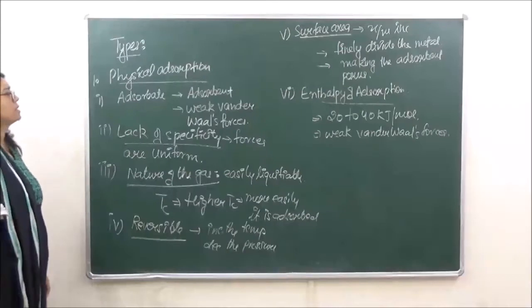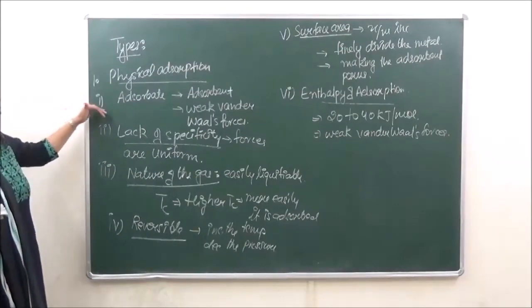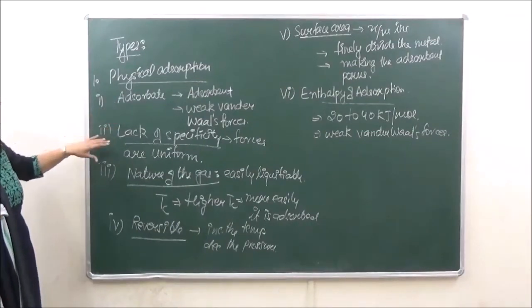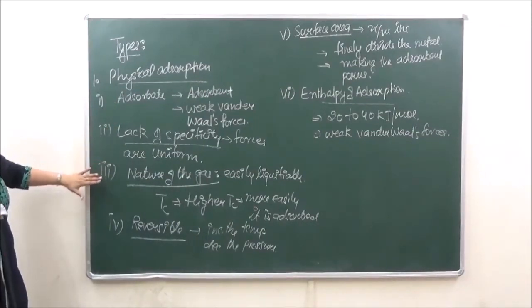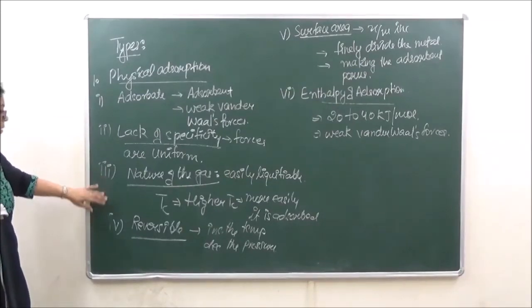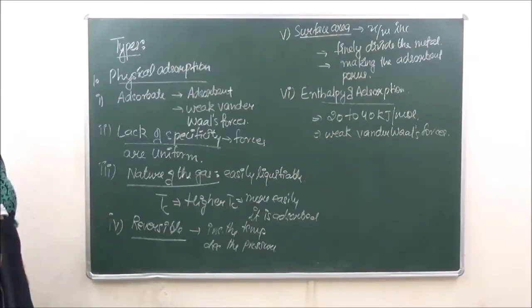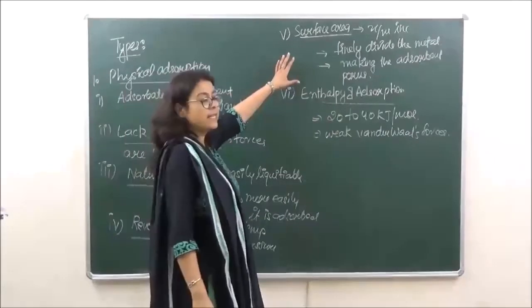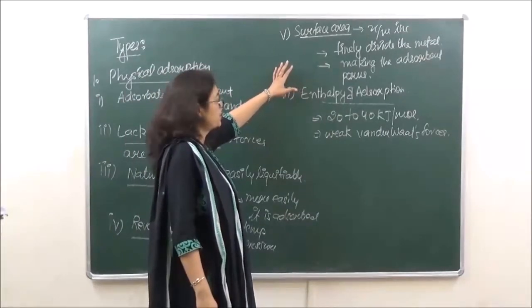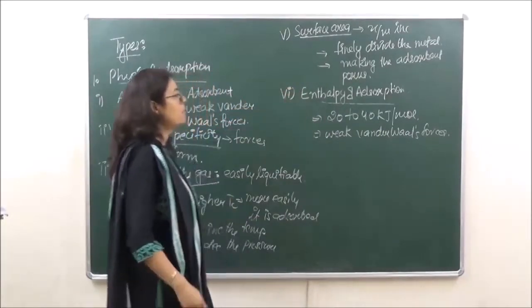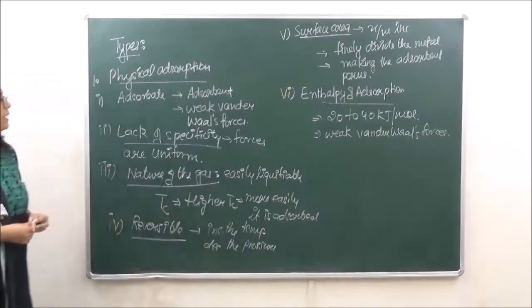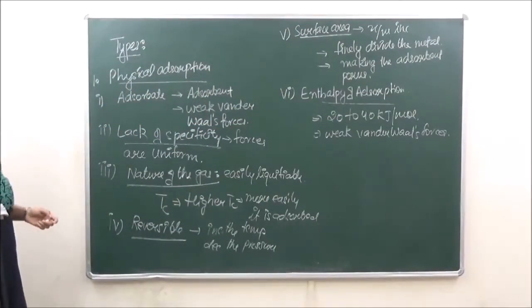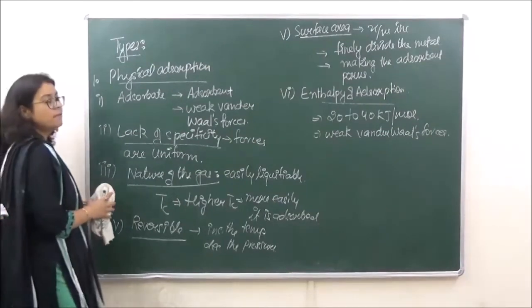So those are the 6 characteristics of physical adsorption, where the adsorbate gets adsorbed on the surface of the adsorbent by weak van der Waals forces of attraction. There is no specificity, easily liquefiable gases are more easily adsorbed, and the process of physical adsorption is reversible. Then an increase in surface area increases the extent of adsorption, and the enthalpy of adsorption is low. Right? So the second kind of adsorption which we are going to discuss is chemical adsorption.